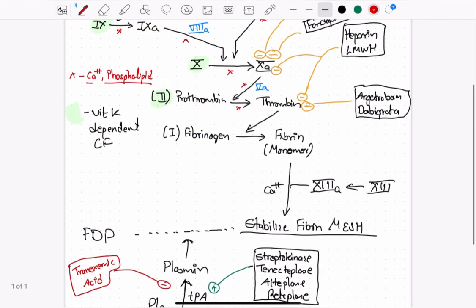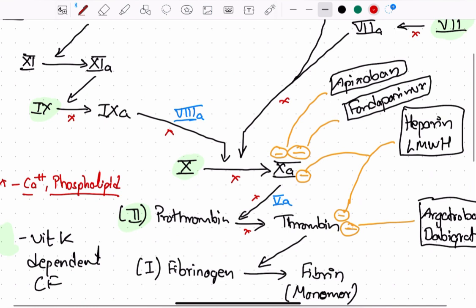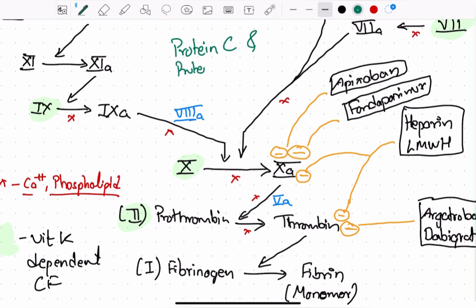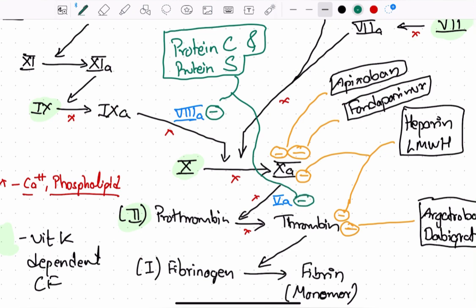Also, there are certain regulatory proteins called protein C and protein S. So these are the regulatory anticoagulant proteins which cause anticoagulation by inhibiting the cofactors, which is factor 8 and then factor 5. So these regulatory proteins called protein C and protein S will inhibit factor 8 and factor 5.